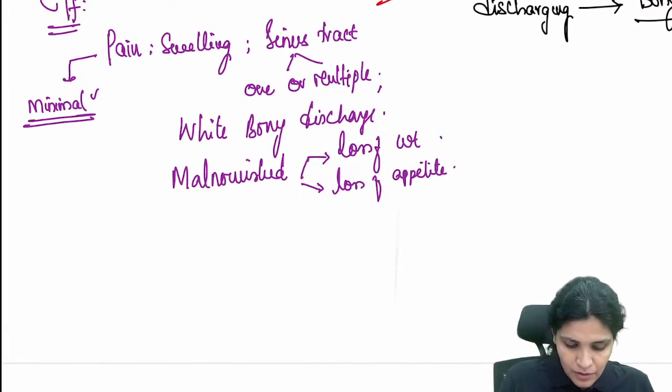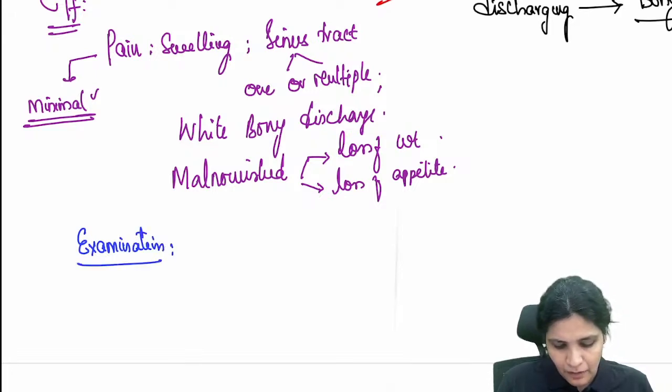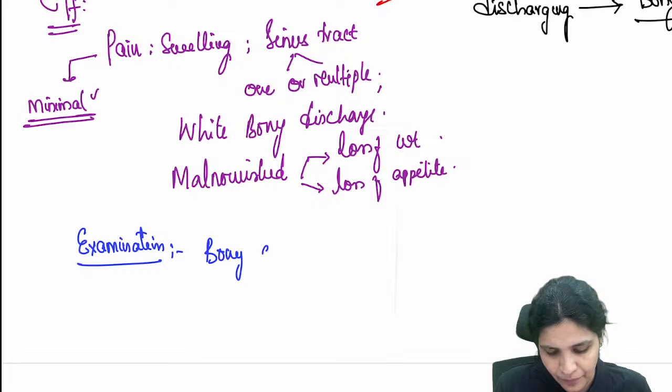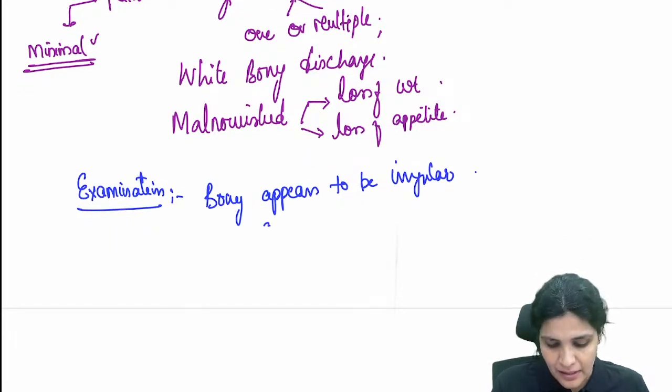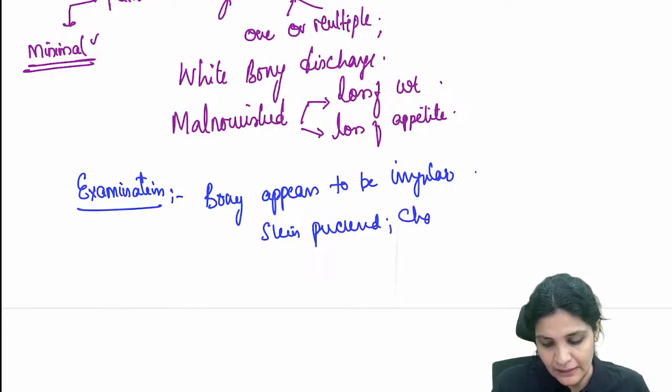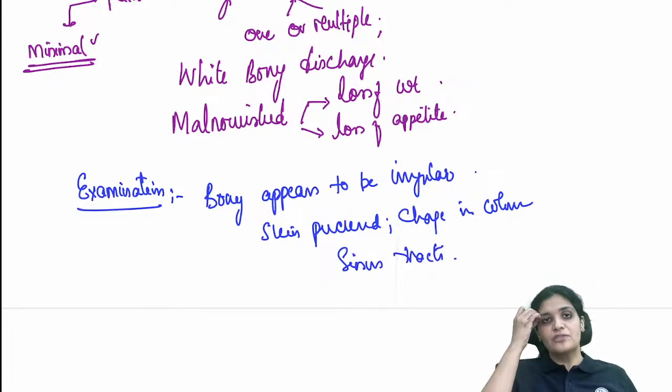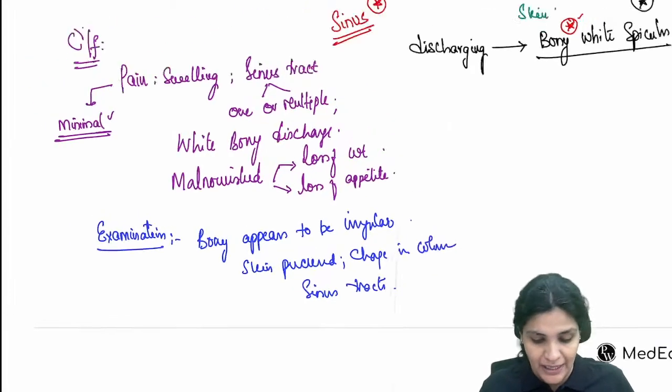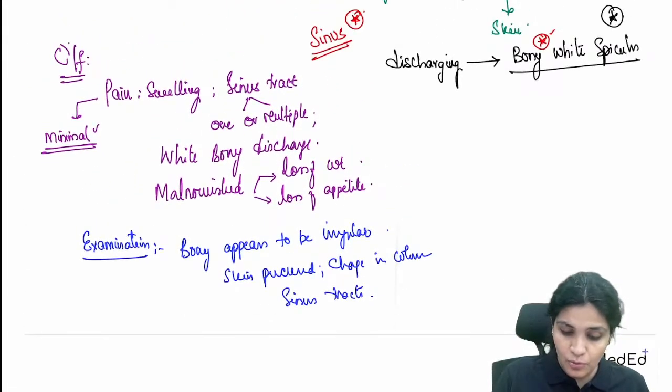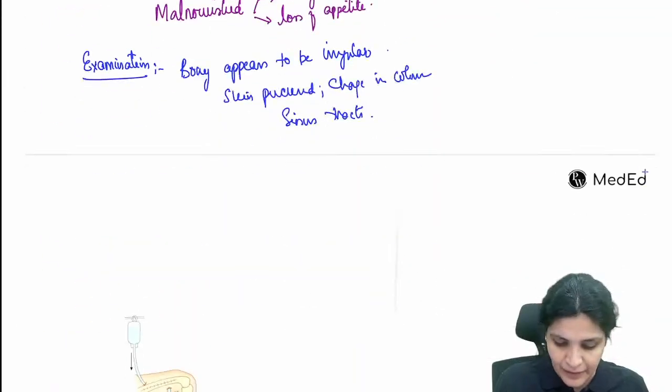And now, on examination, you can find that the bone appears to be irregular, right? You find that the bone is irregular, the skin is puckered or changed in color. Then you will find sinus tracts, right? So these are all the things which you can find on the examination. Then what will you do? You ask for the X-ray, right?